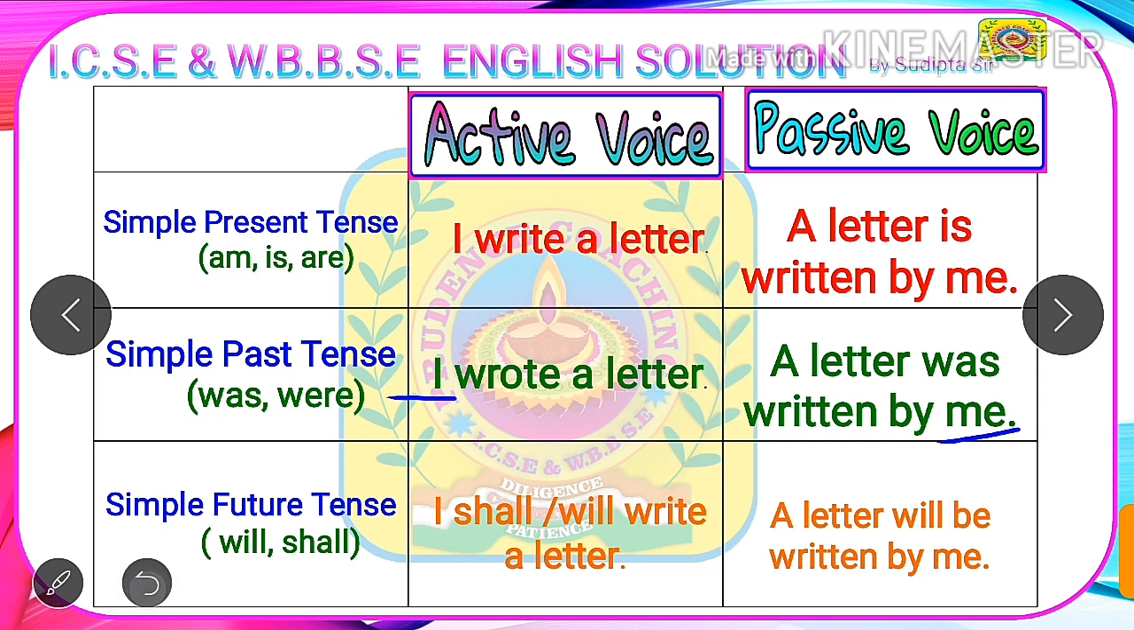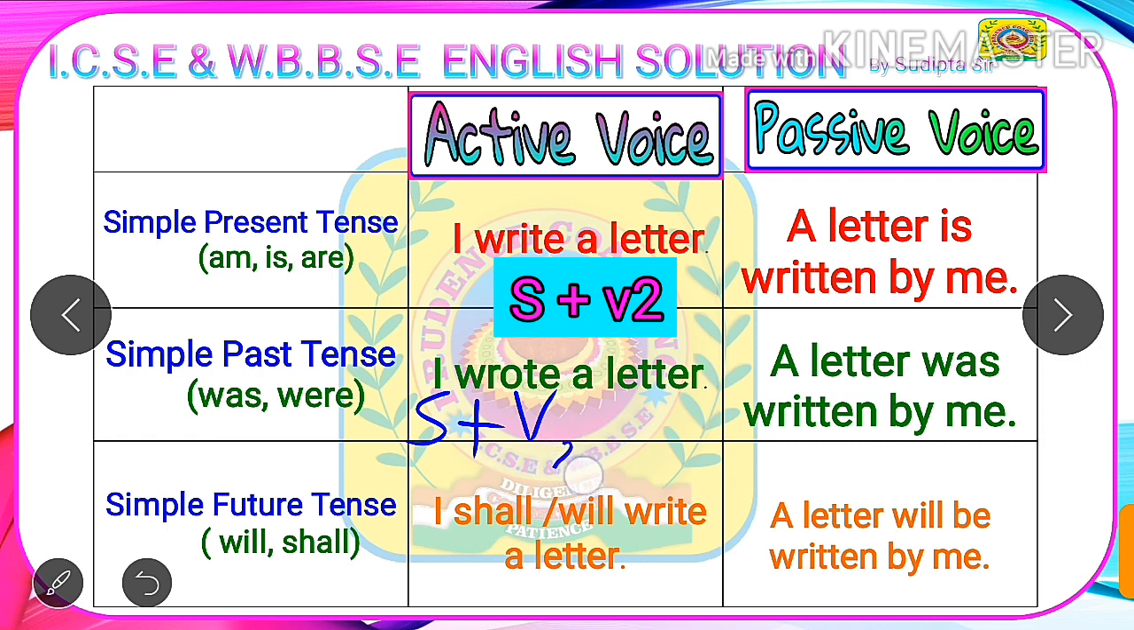Our next step is to find out the tense given in active voice. Students, it is simple past tense because the structure of simple past tense is subject plus V2, that is the past form of the verb. Here the subject is I and after I we have wrote, W-R-O-T-E, which is the past form of the verb write, that is the V2 form. As this structure matches with the structure of simple past tense, so we can say that the tense in the active voice is simple past tense.